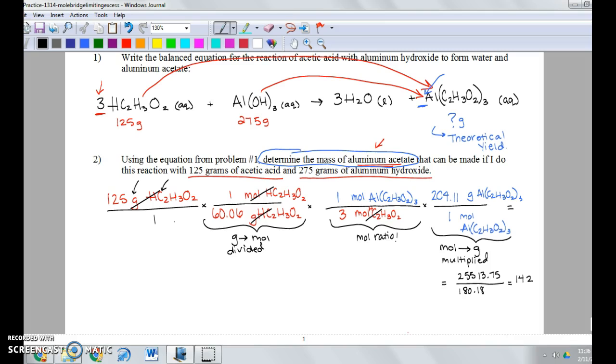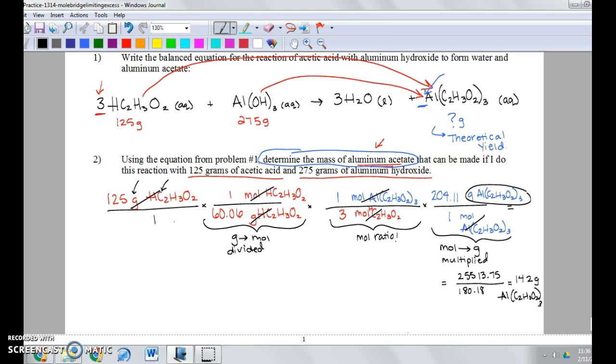Now, I want to make sure that I have canceled out all my units. Moles of this canceled out with moles of this. So that tells me that the only thing that didn't get canceled out is what my units are going to be for this problem. So my answer is in grams of AlC2H3O23, which is good because that is what I'm solving for.